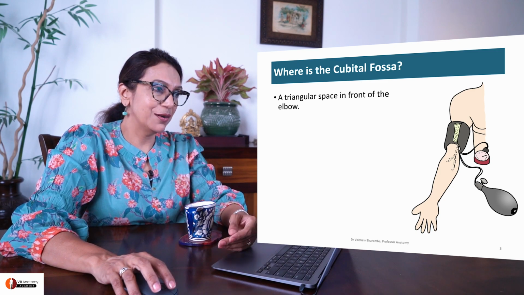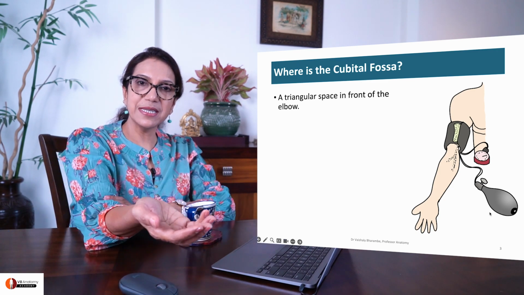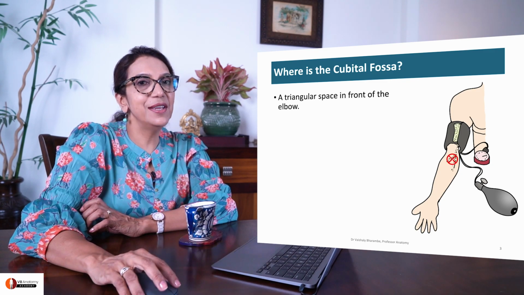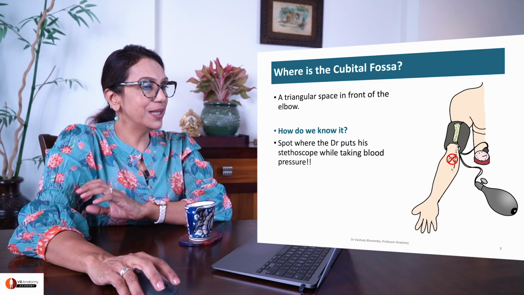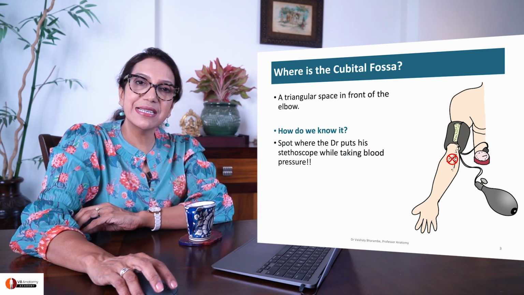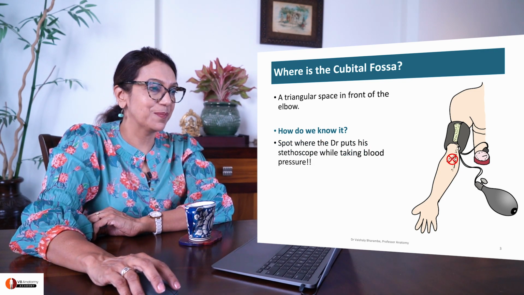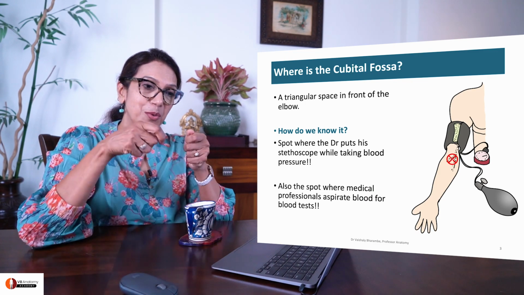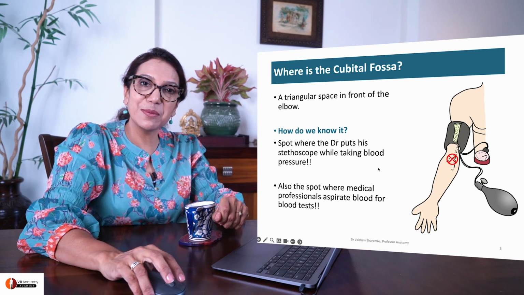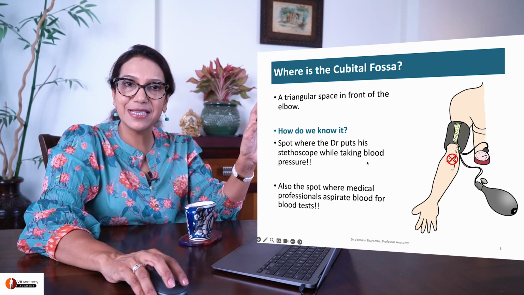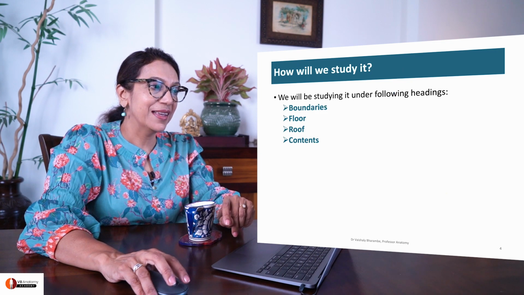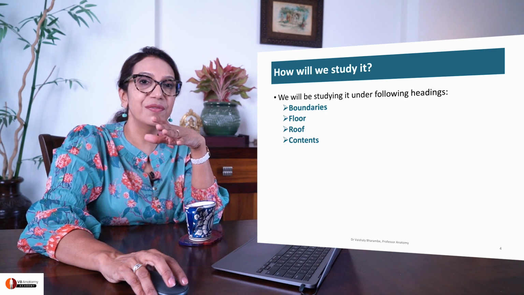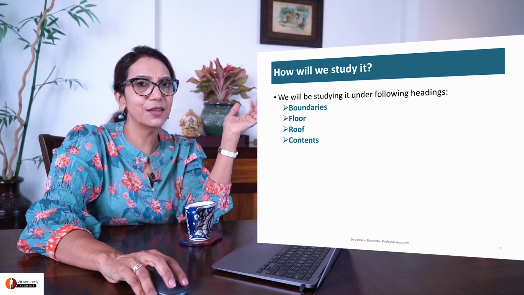So where is the cubital fossa? It's a triangular space present in front of your elbow. Correct? How do we know about it? We know about it because it is the place where the doctor puts his stethoscope when he's taking blood pressure. It's also the place where the medical professional puts in his needle when he is trying to aspirate blood. So we are aware of where is the cubital fossa. So we're going to study it as boundaries, floor, roof and contents, like we study any other fossa.